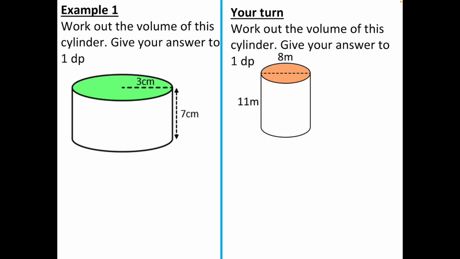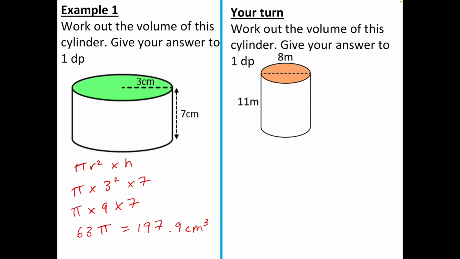Okay, using that formula, start by writing the formula down and substitute in what you know. Simplifying this, we get pi times 9 times 7, which will give us 63 pi. At this point, you want to take your calculator and calculate that to 1 decimal place. Which gives us 197.9 centimetres cubed. Please pause the video, write this example down, then have a go at the one on the right.